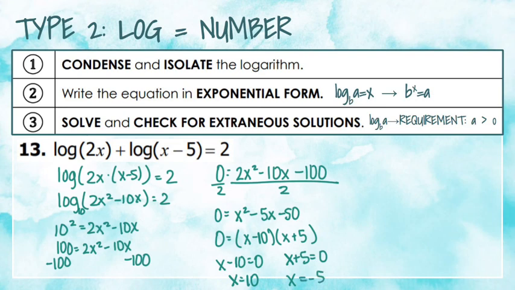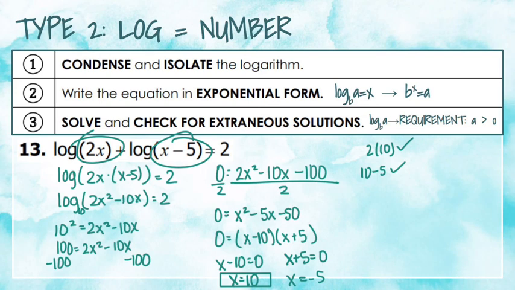Then we have to test each one. So we have a 2x and an x minus 5 to put them in. So for 2 times 10, that is a positive number. And then for 10 minus 5, that's also a positive number. So x equals 10 will work. Now for x equals negative 5, 2 times negative 5, that's a negative number. So this is an extraneous solution. And our only solution then is x equals 10.